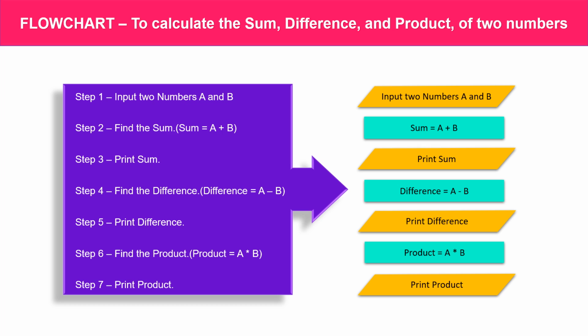There we go. And every flowchart begins with the start and stop box and ends with a start and stop box. So here we are. And finally, we connect all the symbols with the help of flow lines. There we go. And we have the flowchart to calculate the sum, difference, and product of two numbers.